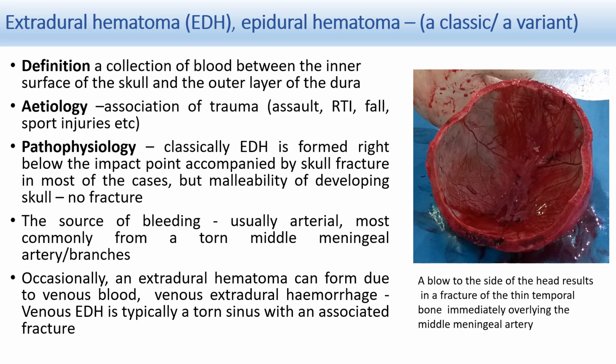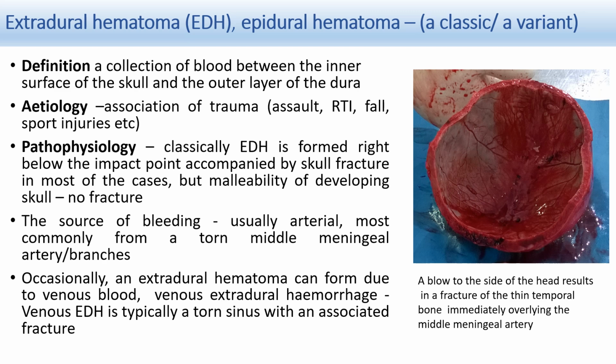So far we have covered scalp and skull fractures. Now we are moving on to meningeal hemorrhages. There are three basic meningeal hemorrhages: extradural hemorrhage, subdural hemorrhage, and subarachnoid hemorrhage. Now we are going to learn about extradural hemorrhage. What do you think about the definition? It's a collection of blood between the inner surface of the skull and the outer layer of the dura.